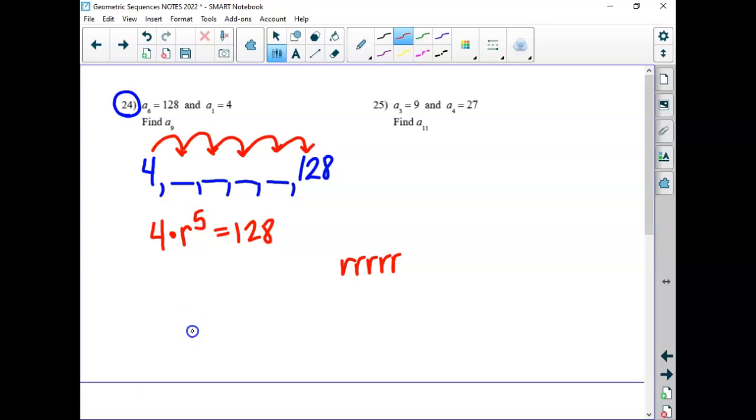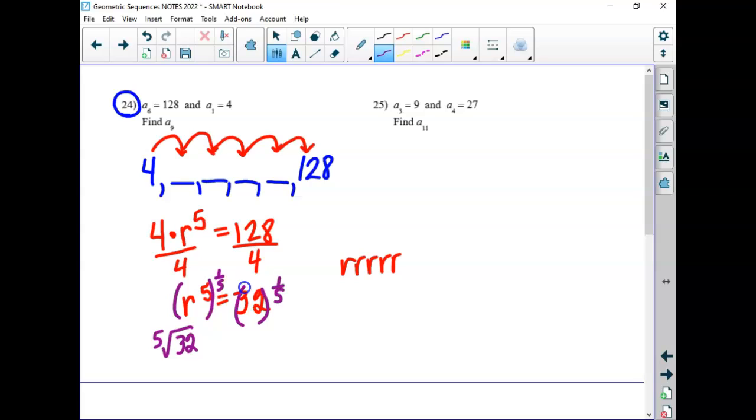Okay, how do you solve that? What do you have to do first? Divide by 4. And then you get R to the fifth equals 32. Now, there's two ways to do that on your calculator. You can find the fifth root button and do the fifth root of 32. But does anybody remember the fractional exponent that works? Because it's easier. Can we do to the 1/5 power? So 32 to the 1/5 is easier to type, but I'll show you both.